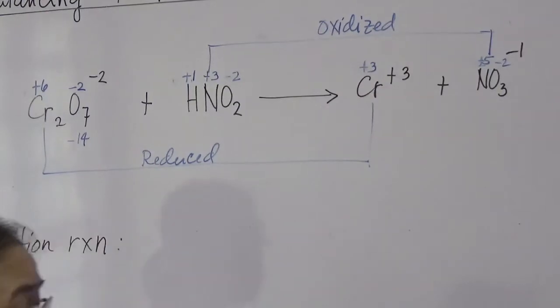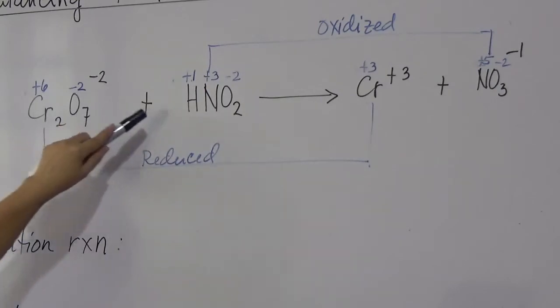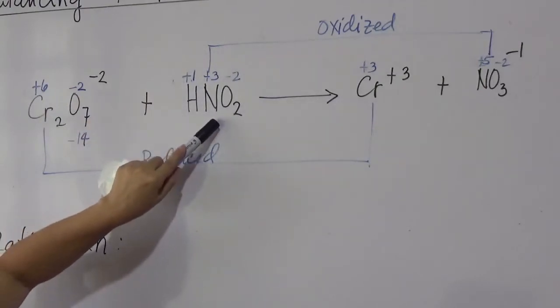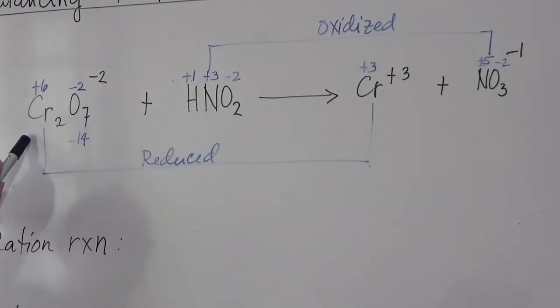Okay? If you are going to determine which of the two reactants is the oxidizing agent and the reducing agent, the one that is being reduced is the oxidizing agent. The one that is being oxidized is the reducing agent. Therefore, the dichromate here is the oxidizing agent. So take note, oxidizing agent, because of this one, the other reactant is being oxidized. And the other reactant, the nitrous acid, is the reducing agent, because of this one, the other reactant, which is the dichromate, is being reduced.